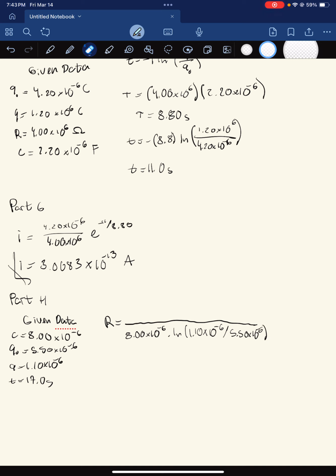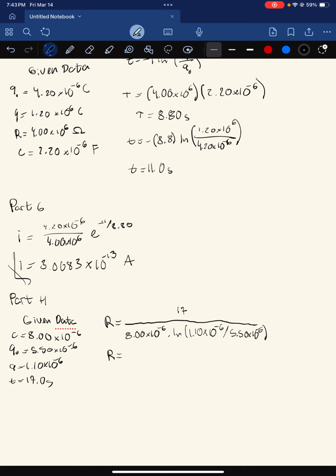Perfect. And we subtract by the seconds, trying to find the R. So 17 seconds. Alright, let's get that to the calculator. 17 over 8.00. Let's open parentheses so I can make it easier for me to look at it.